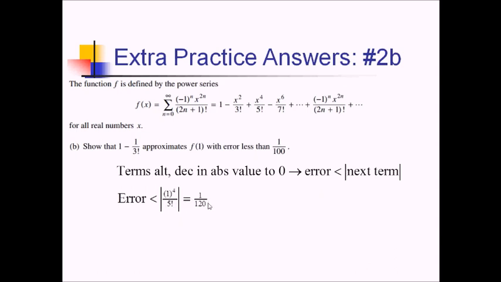Now 1 over 120, and this is the important part of all this, is less than 1 over 100. It has a larger denominator. So therefore, our error is less than 1 over 100, and we have proven what they told us to set out and prove.